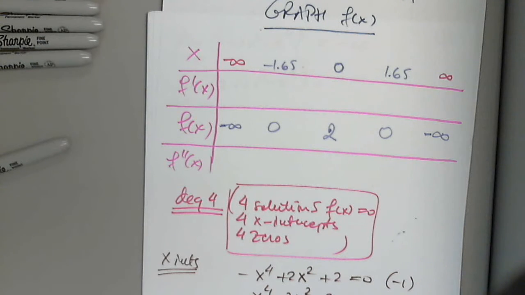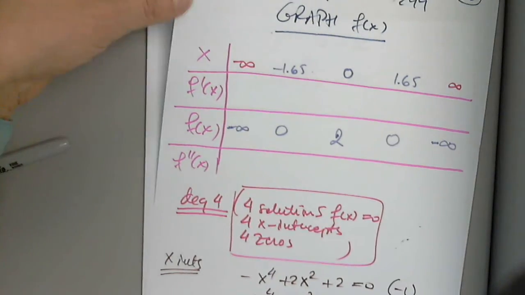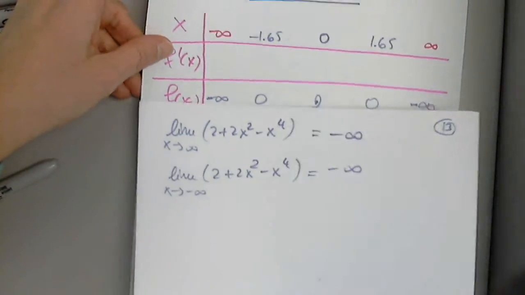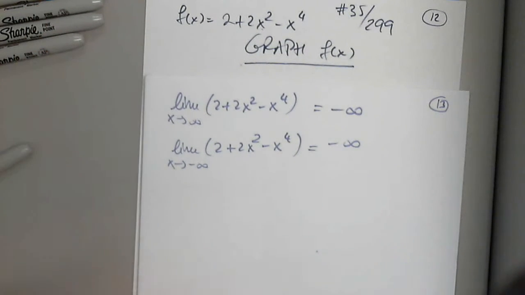There is nothing else I can find about the function from the function itself. Done. Where do I go now? To f prime. Excellent. Well done. So let's continue with f prime. F prime, can anyone give us f prime?